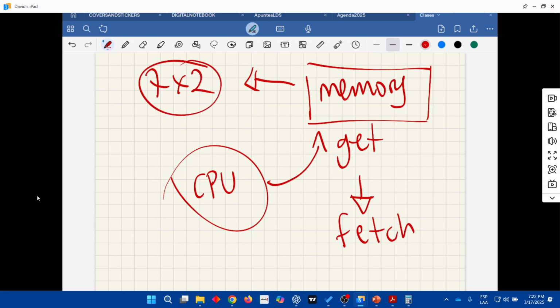So the CPU gets the instruction and decodes it, so that it is understood by the CPU. I'm going to give you an example. Let's suppose our class is in Spanish, okay?